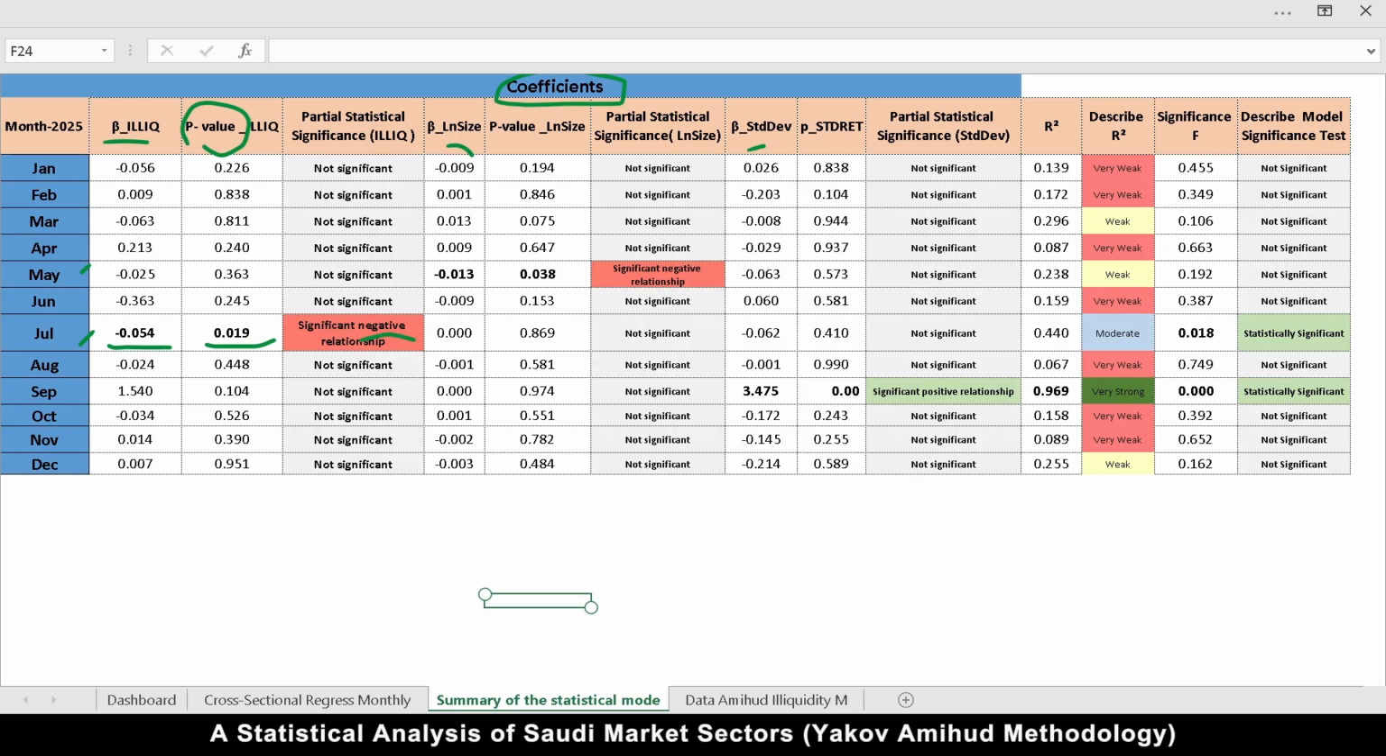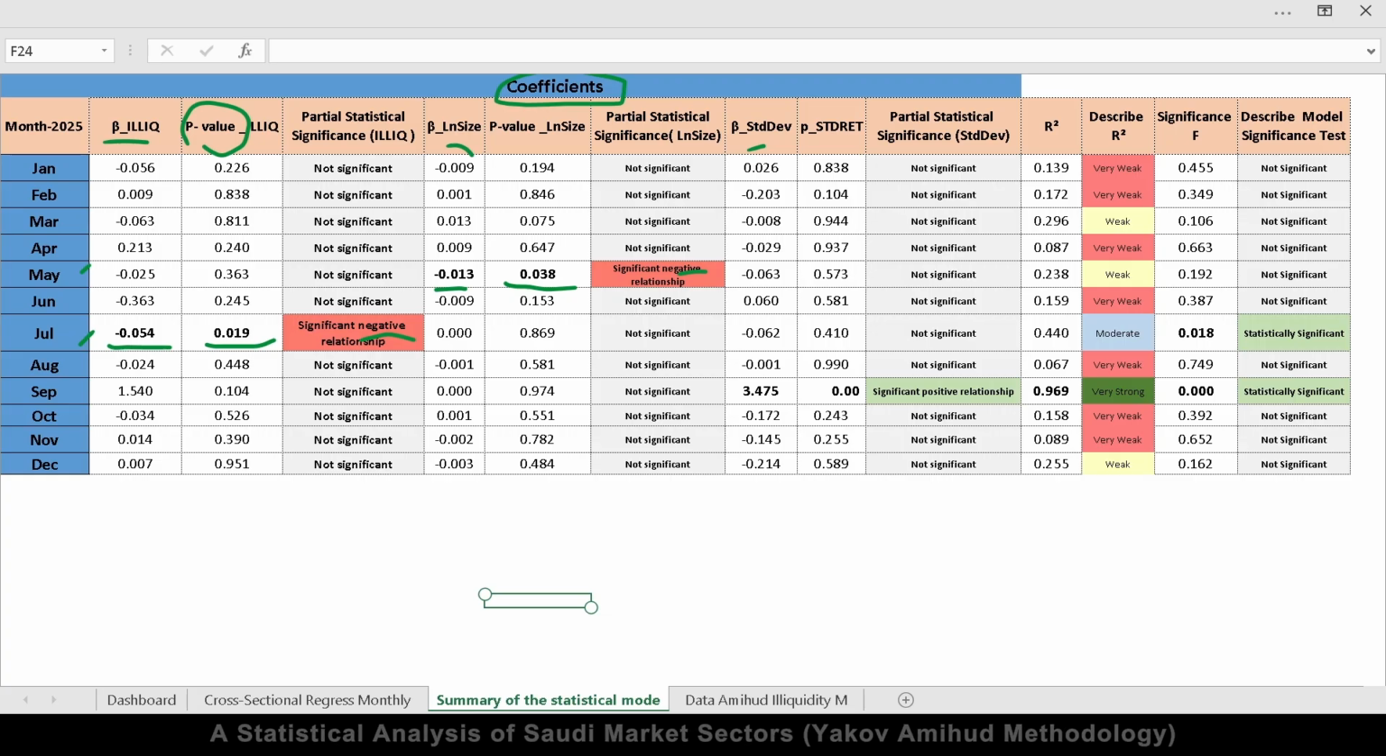In May, the model showed statistical significance between market size and return, but again, the effect was negative and very weak. The beta coefficient for market size was minus 0.013. Overall, we don't observe a strong and reliable statistical relationship that we can depend on to explain changes in sector returns based on these fixed partial variables within this model.